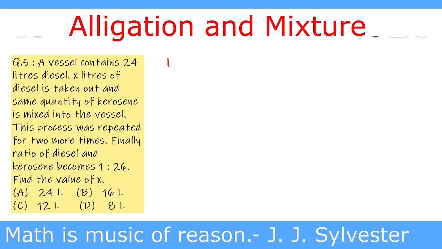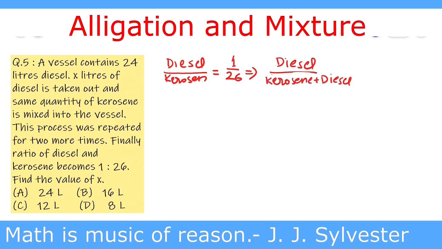It is given that diesel to kerosene is in the ratio 1:26. So we have to find diesel upon total, which is kerosene plus diesel. This is equal to 1 upon 26 plus 1. We are adding diesel to kerosene plus diesel, so the quantity of diesel in the ratio is 1. So we add 1 in the denominator. So it becomes 1 upon 26 plus 1, which is equal to 1 upon 27. Now we can put this quantity into the formula.